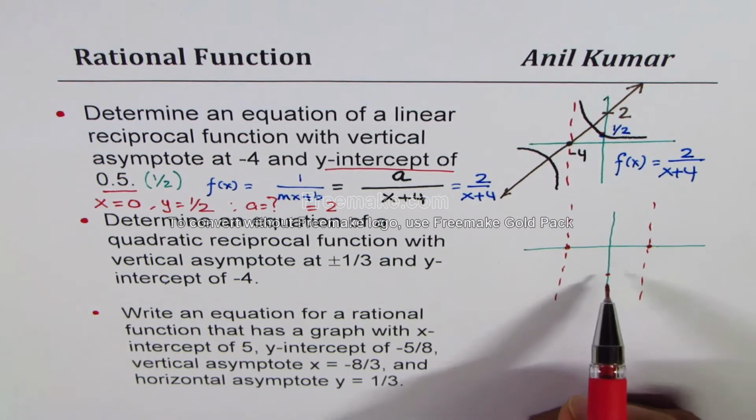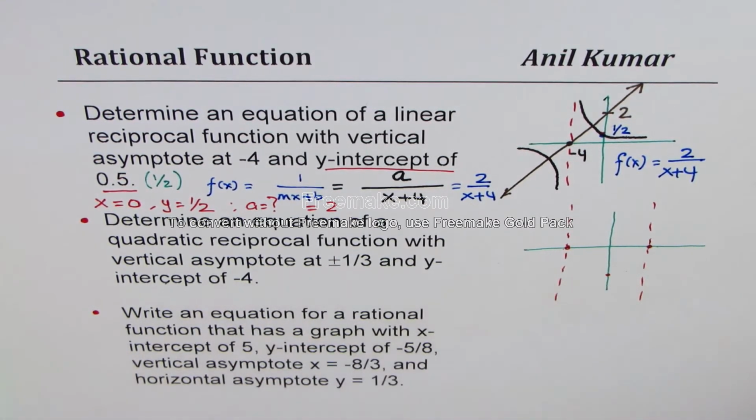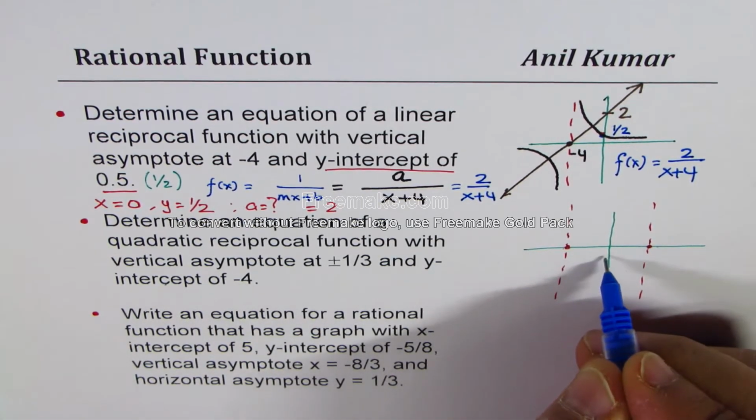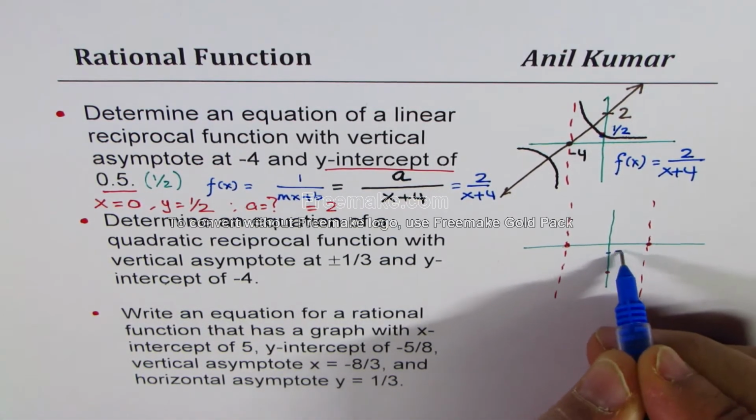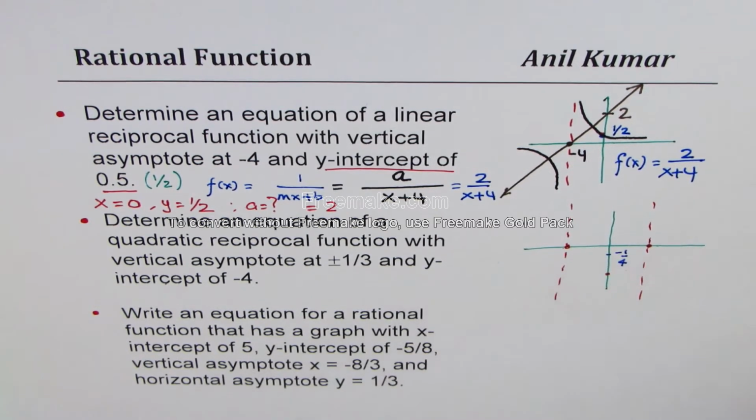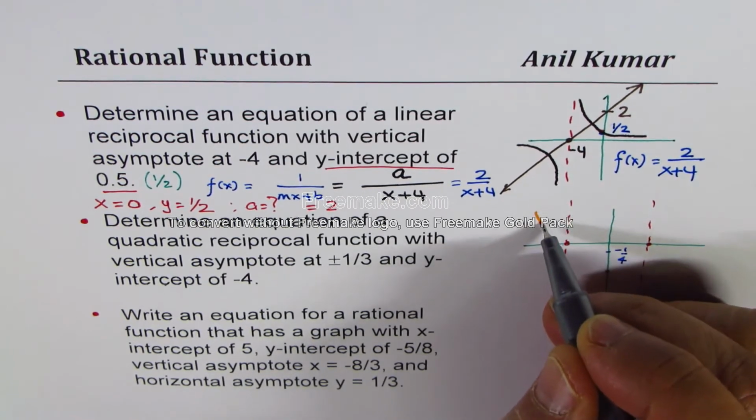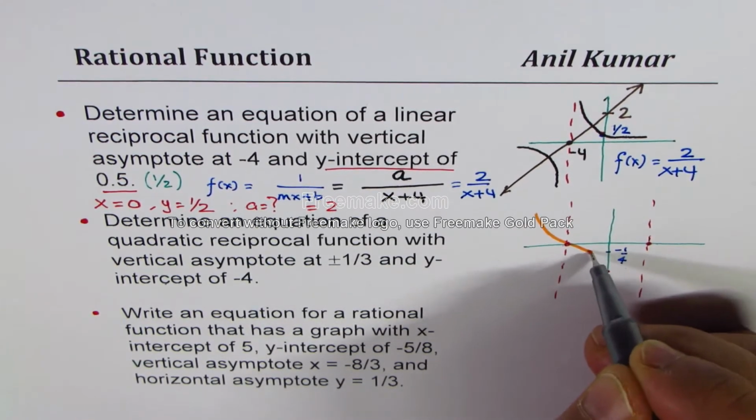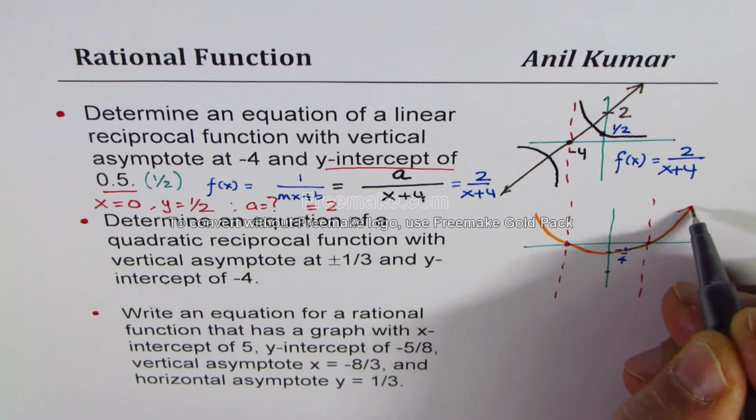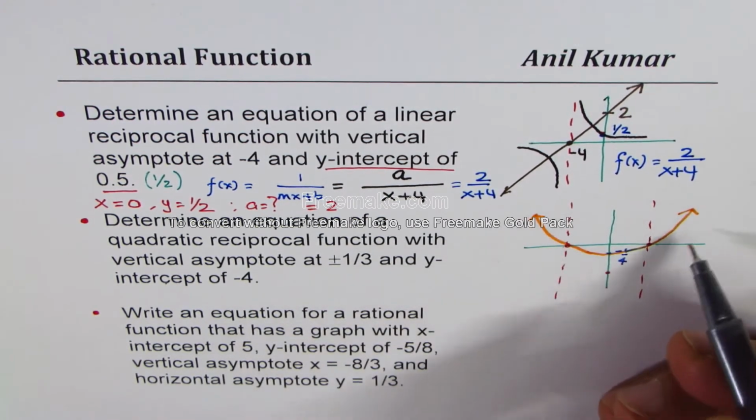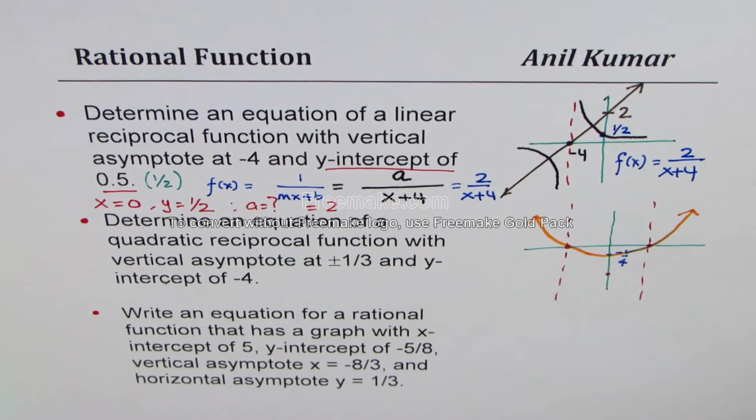Then what should be the reciprocal of 1 minus 1 over 4? The reciprocal of this is minus 1 over 4, correct? So what we have here is a quadratic function which could look like this. Let's go through this, right? So we have a quadratic function which is kind of like this. Do you see that? So that is the quadratic function.